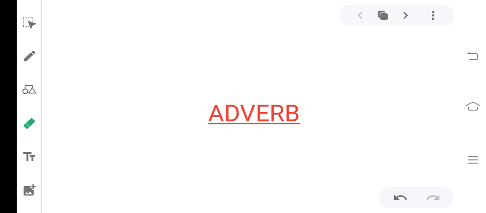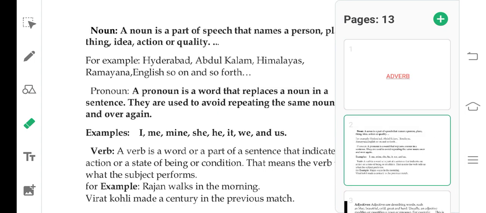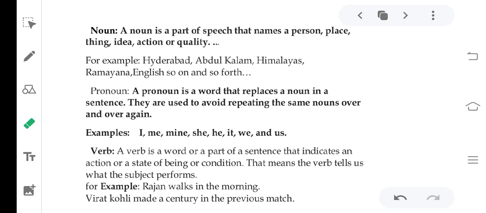A noun is a part of speech that names a person, place, thing, idea, action or quality. For example, Hyderabad, Abdul Kalam, Himalayas, Ramayana, English, and so on. These are proper nouns. We have learned there are different types of nouns: proper nouns, common nouns, collective nouns, material nouns and abstract nouns.